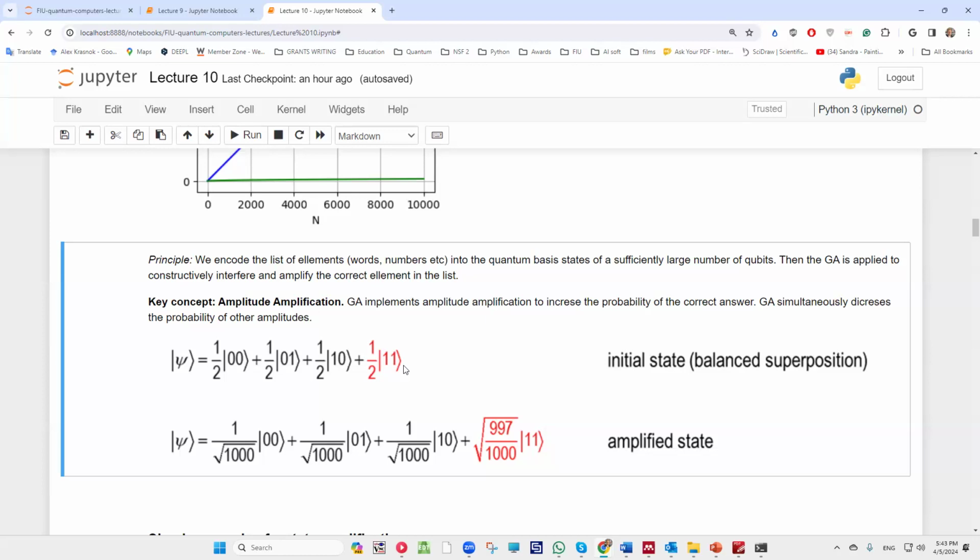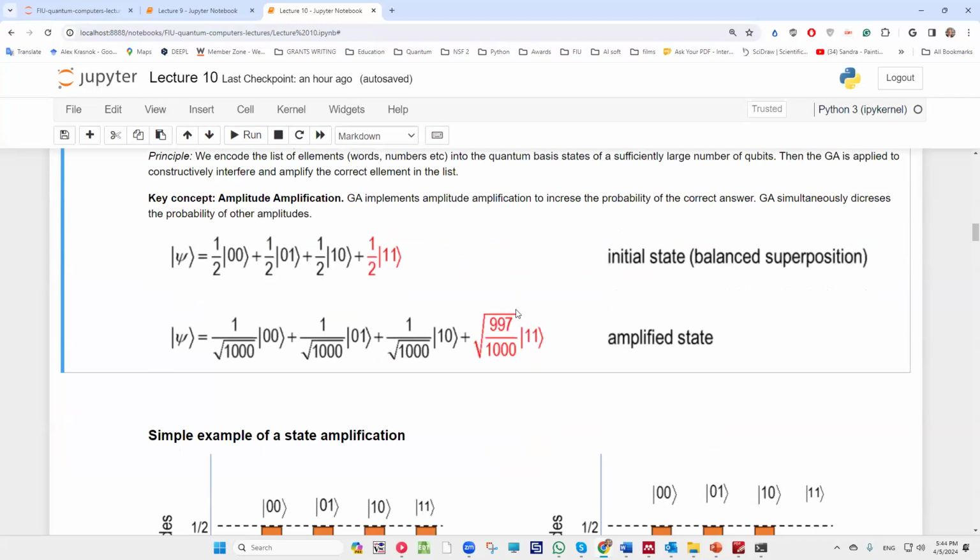I can amplify some of these states, for example this last element. What does it mean to amplify? Amplification means an increase of the probability of finding the state in an experiment. If I measure my system in this state, I will get 25% for each of these states. With 25% probability, I get any of these states, right?